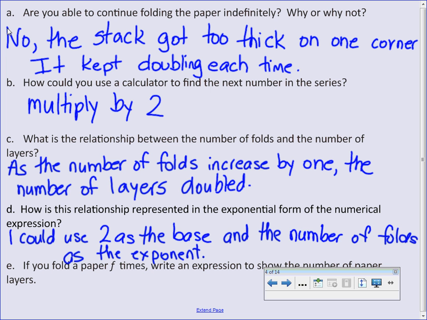Now, if the exponent is the number of folds, and we don't know how many folds there are, if we wanted to keep going, we could use f as the number of folds. So what expression would we use? What would our exponential form expression be? 2 folds, number of layers, we don't know what it is. What would it be? 2 to the f power. Perfect, good job. 2 to the f power.